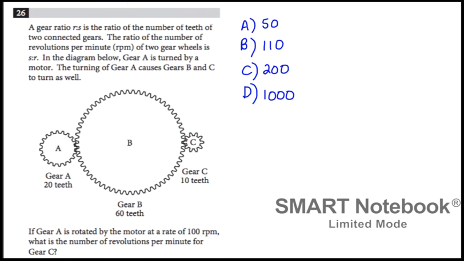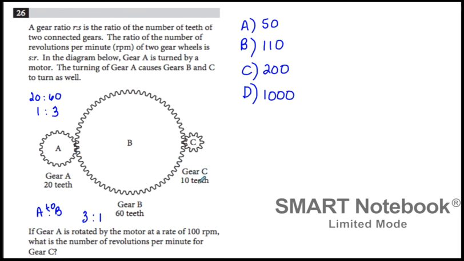Okay, so what you may have noticed is that the smaller the number of teeth it has, the faster it's going to go. So the first thing I did is I looked at my gear ratio. My gear ratio from A to B was 20 to 60, which means 1 to 3. So that means the revolutions would actually be 3 to 1. So from A to B, the ratio of revolutions would be 3 to 1. So A has to make 3 revolutions for every one of B.